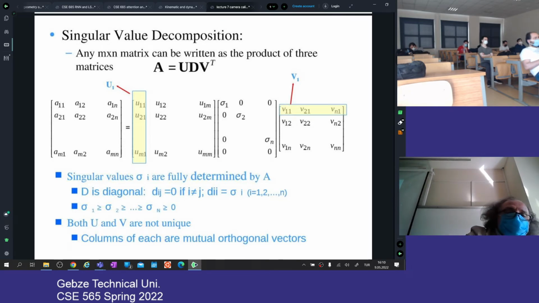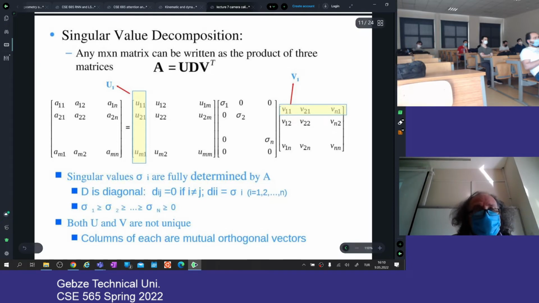Given any matrix, okay, m rows and n columns, an m by n matrix, you can decompose this matrix into three matrices, U, D, and V. Here I take the transpose of V and multiply it together, and you get this A.